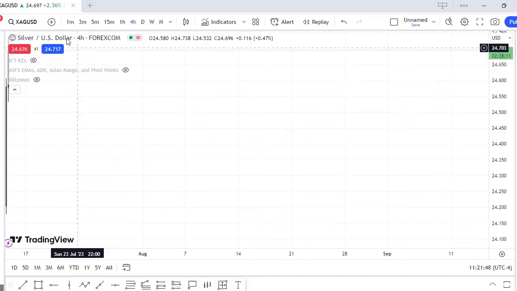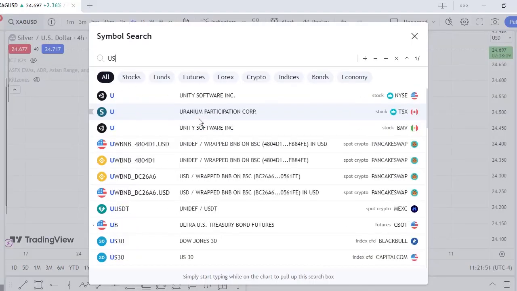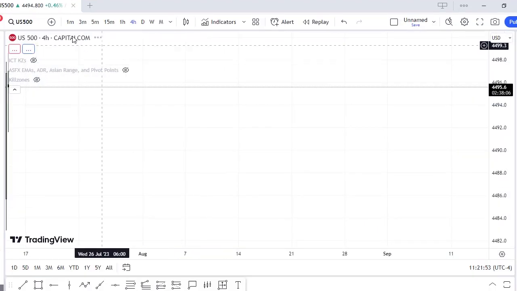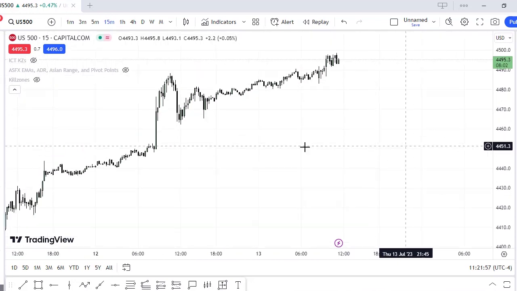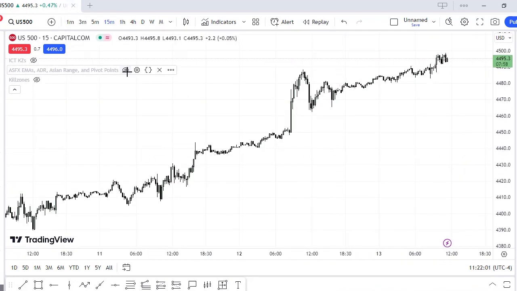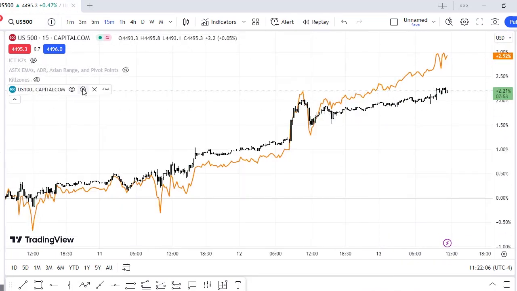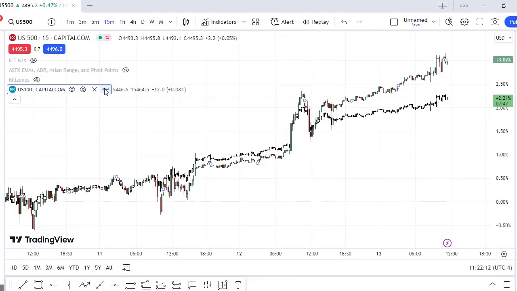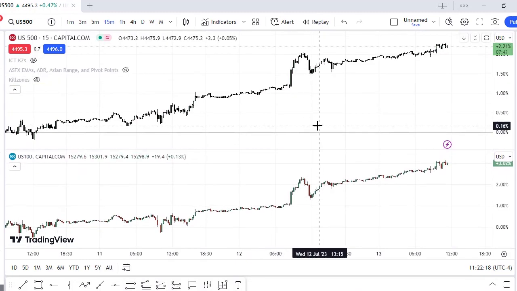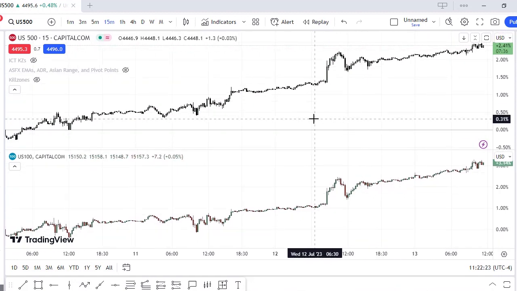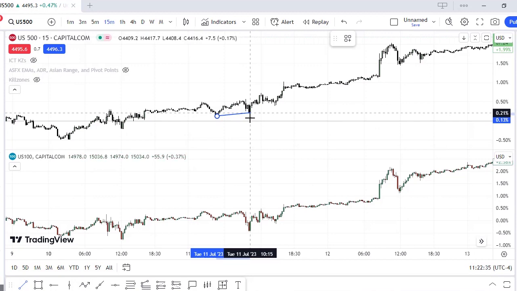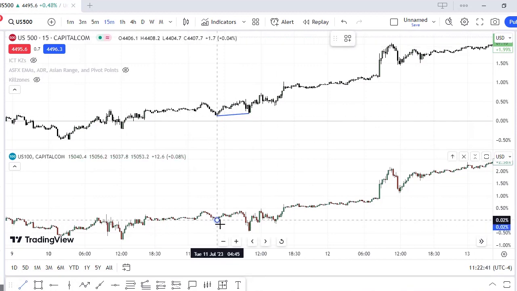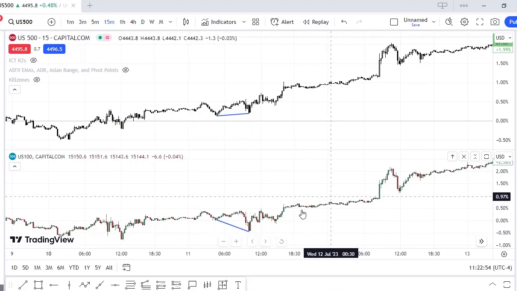Let's see some examples of SMT divergence in recent market price. First, let's find SMT between S&P 500 and Nasdaq. As you can see, S&P 500 did not make lower lows but at the same time Nasdaq made lower lows, and then both markets rallied up.